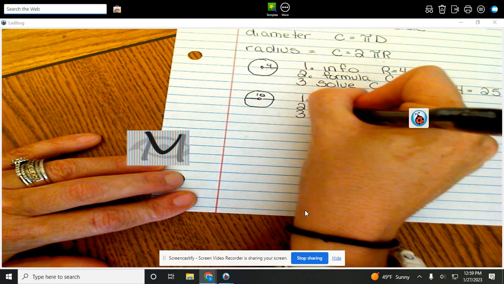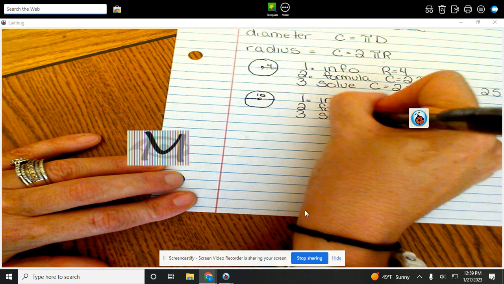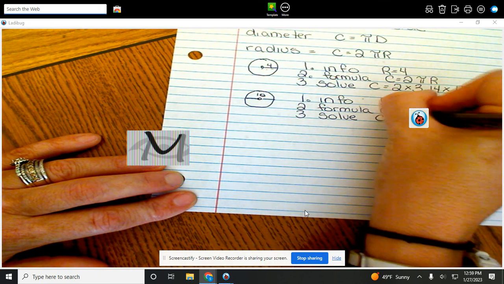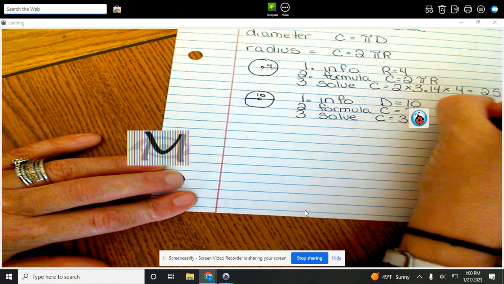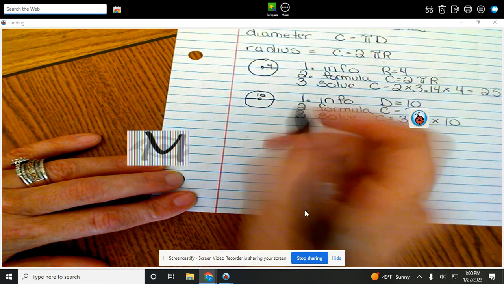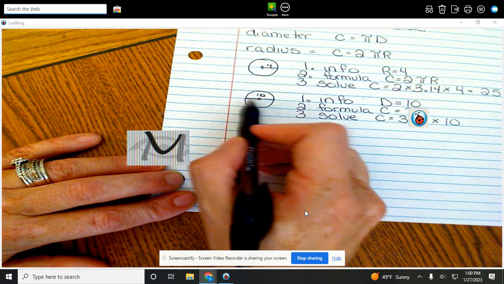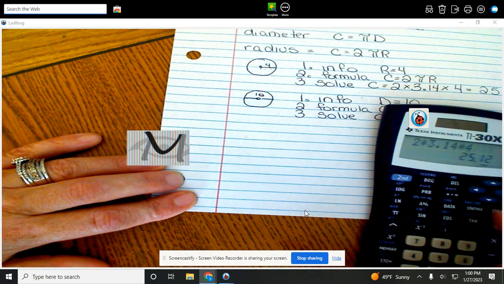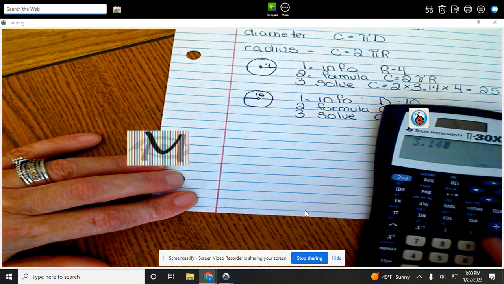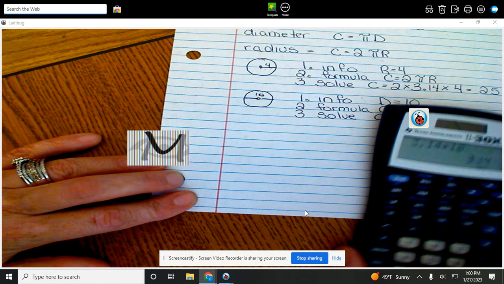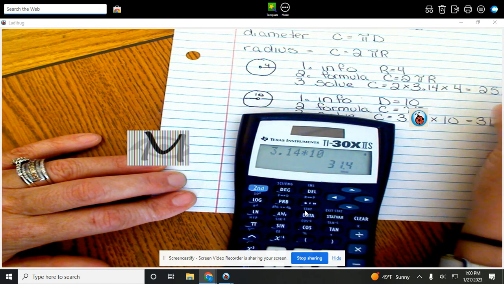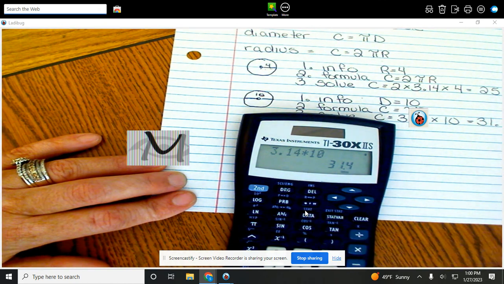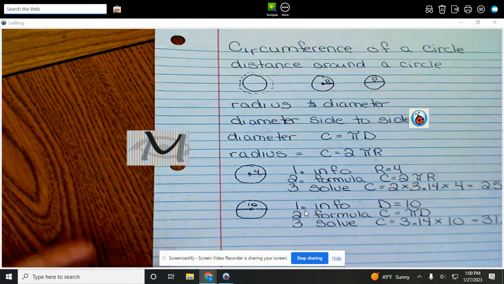Our third step is going to be to solve it. So C would equal 3.14, because we said 3.14 equals pi, times 10, our diameter, which is side to side, both arms up in the pool. So here, we're going to do 3.14 times 10, and the circumference of this pool would equal 31.4. This is how you are going to solve for your circumference.